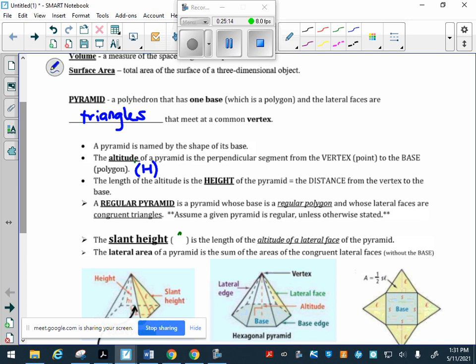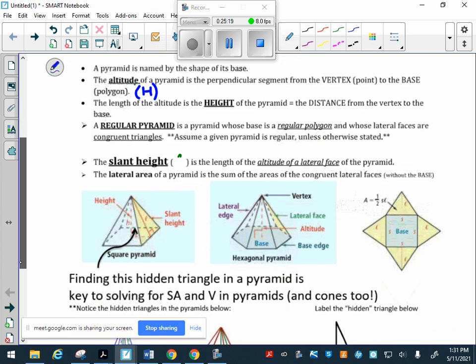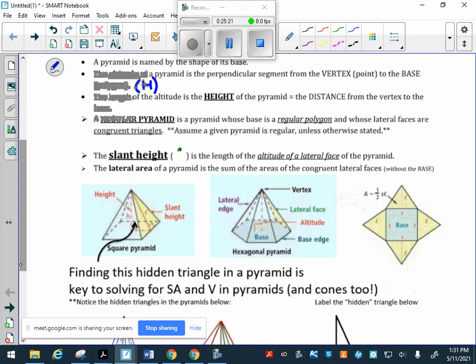Alright, a regular pyramid has a regular polygon as the base. Like I said, we're going to be using all regular pyramids, so if it's not specified, you can assume that it's a regular polygon as the base, okay?